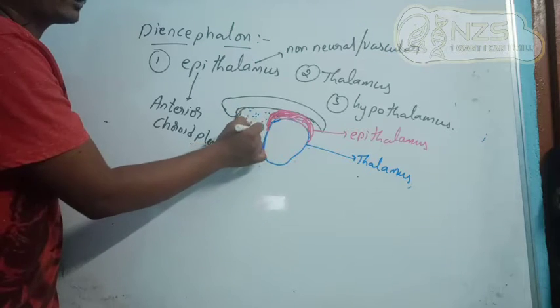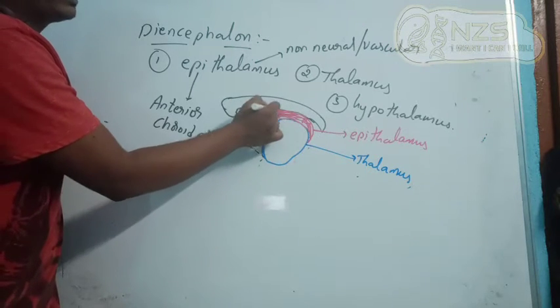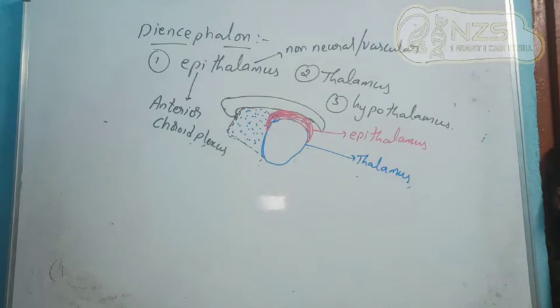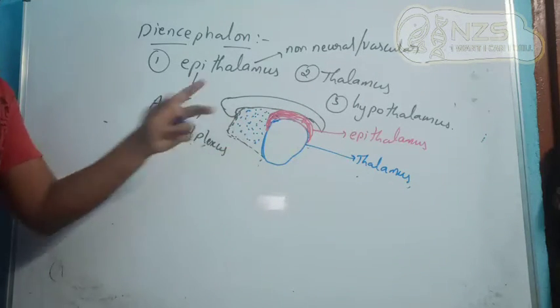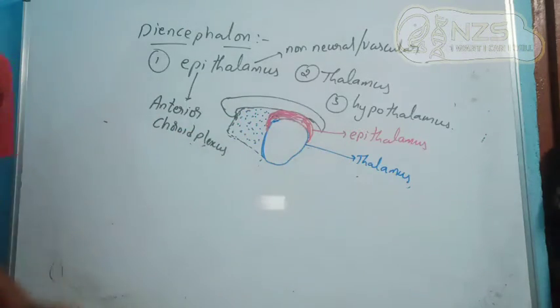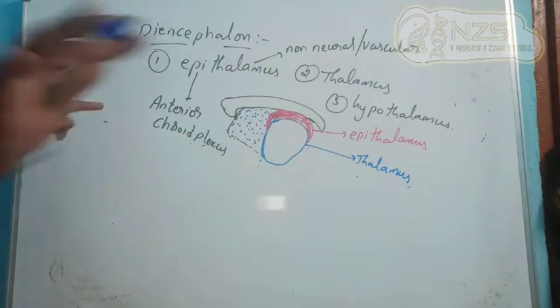So here we have some ventricles called lateral ventricles. We will discuss the ventricular system when we discuss the next part. When we discuss the ventricular system separately, we will discuss this lateral ventricle also. So these lateral ventricles will continue to the pia mater and the subarachnoid space and all those things.